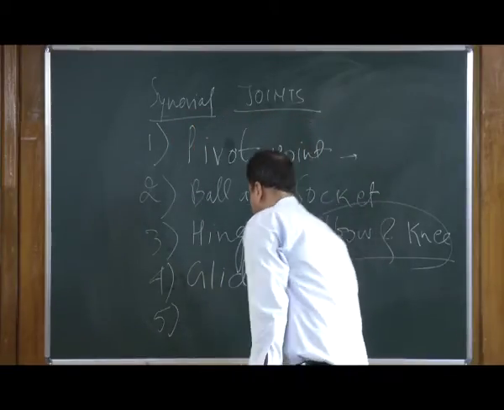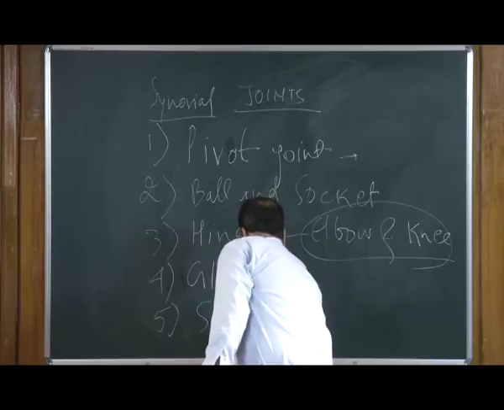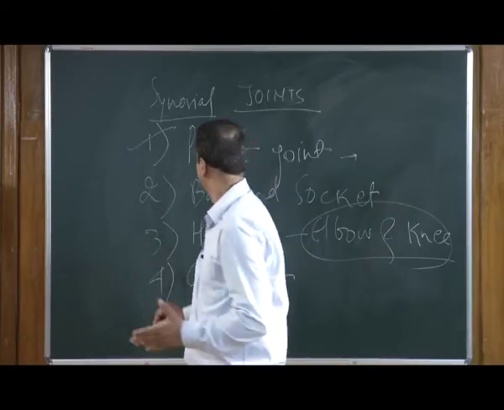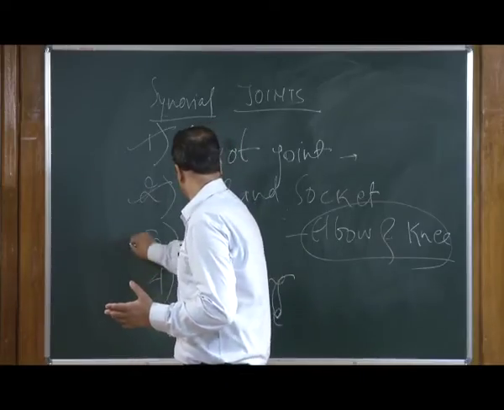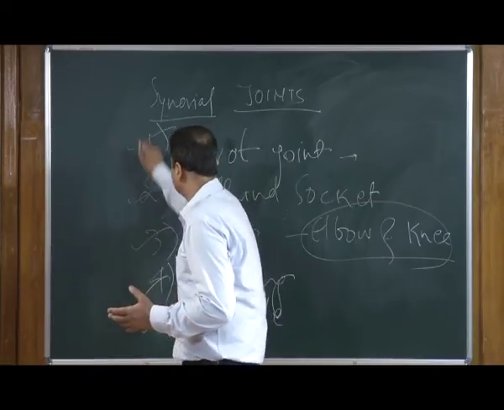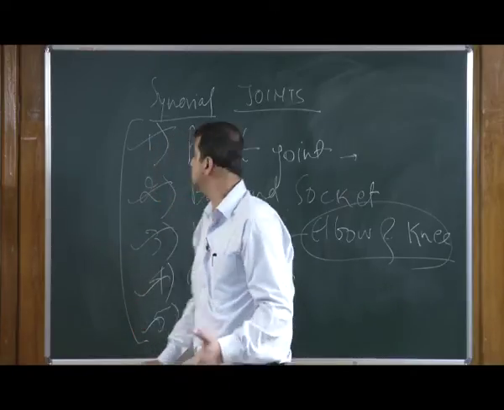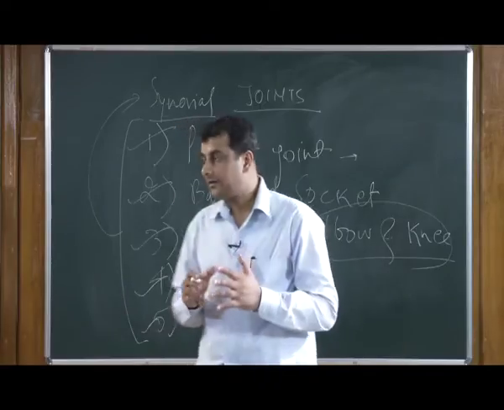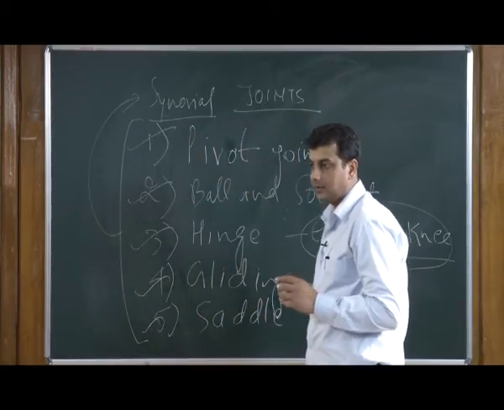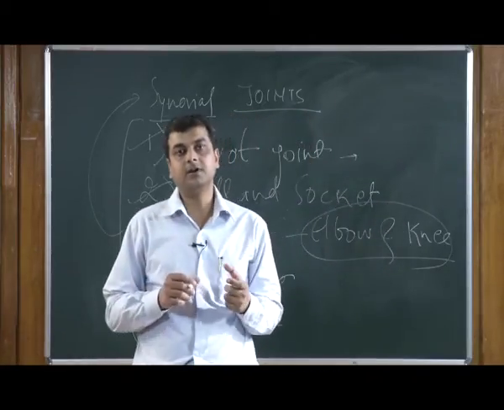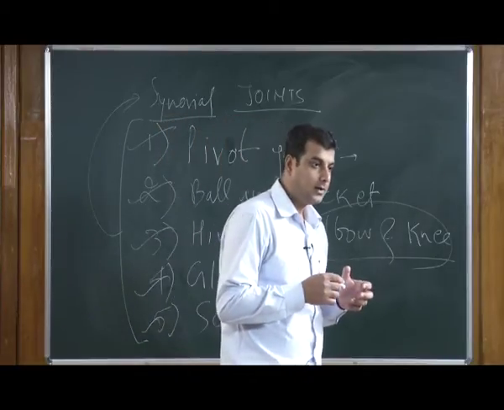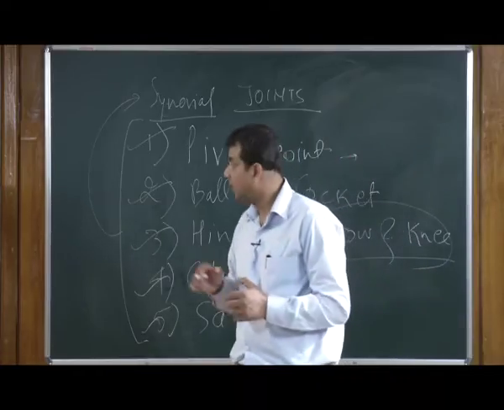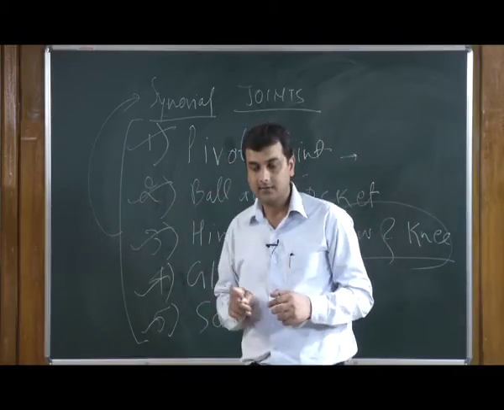This is called saddle joint. First joint, pivot, then ball and socket, hinge, gliding and saddle. So these are the 5 examples of the synovial joint. So after discussing these synovial joints, we have to understand some conditions, some important disease related aspects related to these joints.